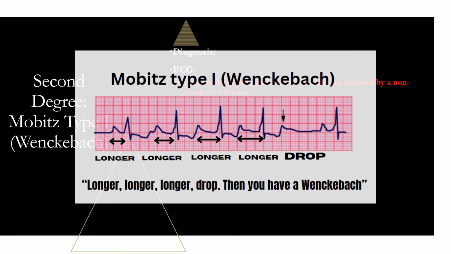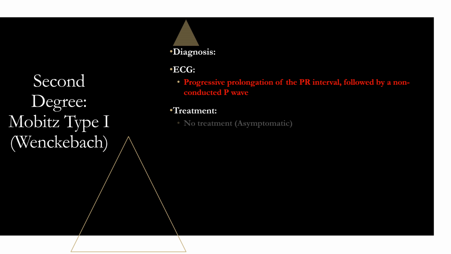Let's talk about treatment next. So treatment goes like this. If they're asymptomatic, they're stable. In most cases, they don't require any treatment. If they're symptomatic and most importantly, hemodynamically unstable, meaning they're hypotensive, they have altered mental status, chest pain, etc., you're going to give them atropine.